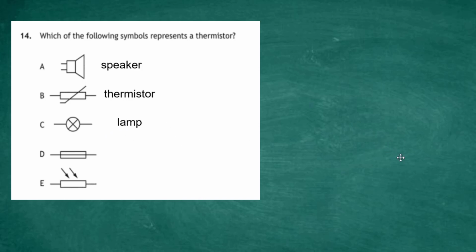The third one is a lamp, and this one here is a fuse, once again a rectangle with a line through it, and the final one is an LDR, which of course is a light dependent resistor. So a good question to speed up the exam, and we know that the answer to that one is going to be B, because that is a thermistor.